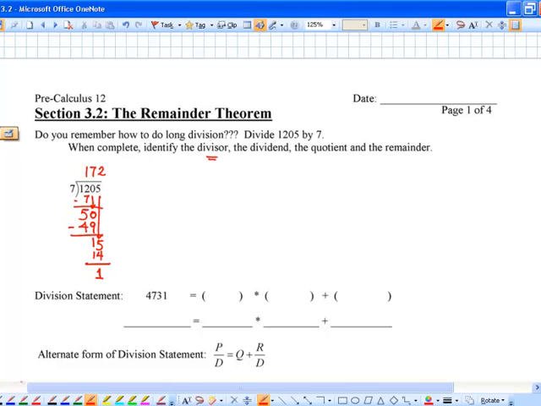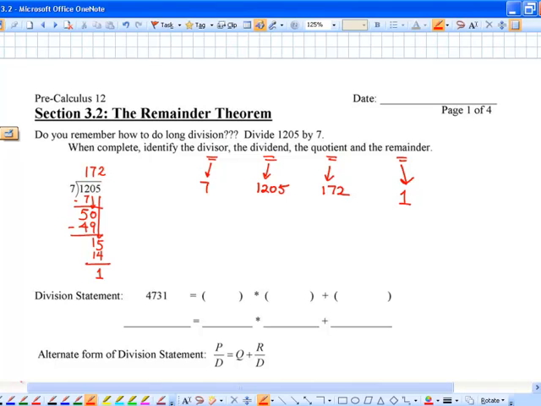These terms, divisor, dividend, quotient, remainder, are pieces of this long division puzzle. What belongs to what? What's the divisor? Yes, that's the number 7, the one you're actually dividing by. The dividend is the number you're starting with, which is the 1205. The quotient is the answer to your division question, which would be 172. And the remainder would be, yes, what's left over, the number 1.